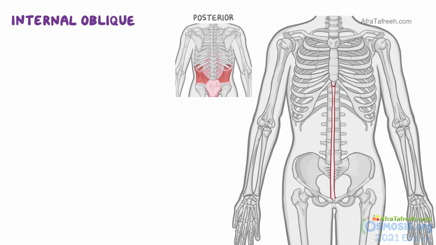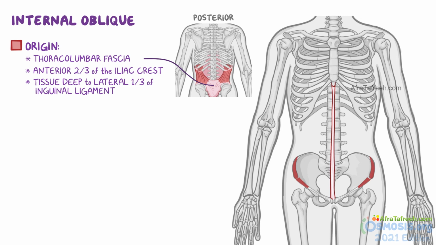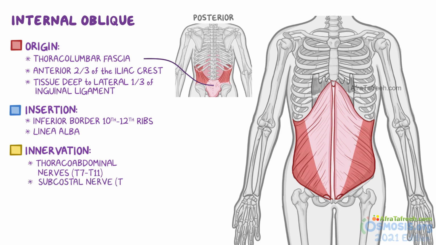The posterior portion of the internal oblique muscles originate from the broad connective tissue attached to the spine, known as the thoracolumbar fascia, and also originates from the anterior 2/3 of the iliac crest and tissue deep to the lateral third of the inguinal ligament. The internal oblique then inserts at the inferior border of the 10th through 12th ribs posteriorly and the linea alba anteriorly. It is innervated by the thoracoabdominal nerves, which again are derived from the anterior rami of T7 to T11, and also by the subcostal nerve and branches of L1 anterior ramus.